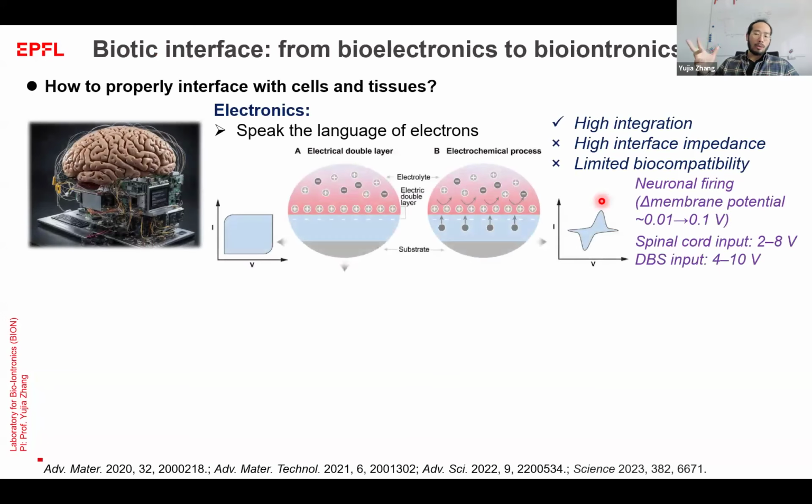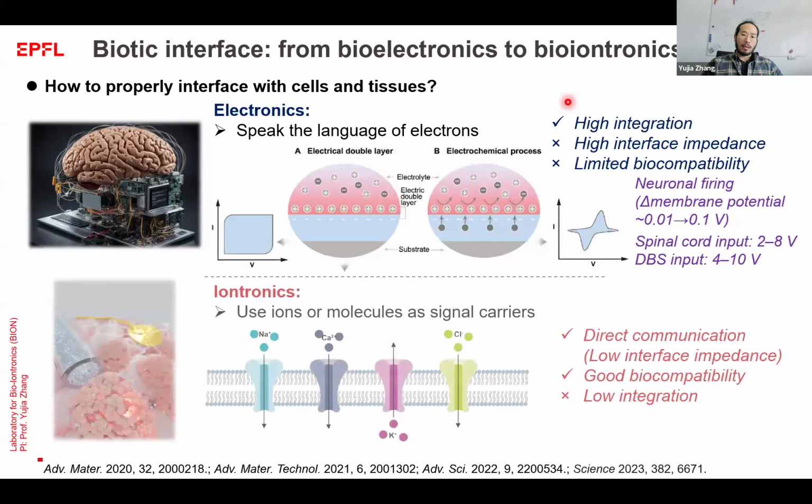Moving on to the benefit of iontronics. Fundamentally, iontronics shows its major benefit at the biointerfaces. If you think about it, iontronics and our natural cells and tissues use the same language of ions. Fundamentally, bioelectricity is about the transport of ionic fluxes and some charged compounds.